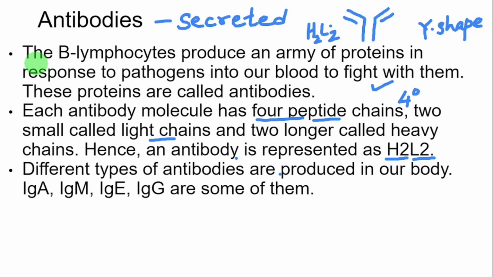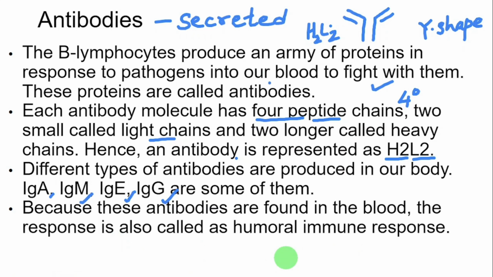Different types of antibodies are produced in our body, and these are the different classes: IgA, IgM, IgE, IgG. So the first statement says it is secreted in the blood, okay, and the response is called humoral. So this is in contrast to the response seen by T cells, which is called cell mediated response or cellular immune response, and both come under adaptive immune response.